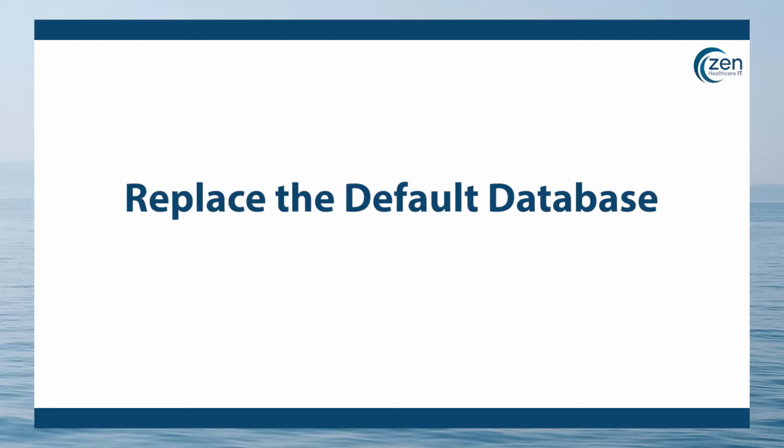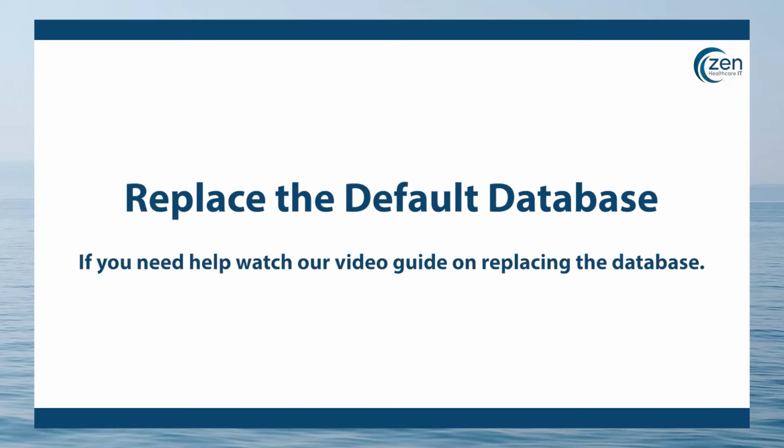Number 1, replace the database. For production systems, you absolutely should replace the database that comes installed by default in Mirth Connect. If you plan to use Mirth Connect to build a production environment that can scale and is performant, replacing the database is the first thing that you should do. If you need help, we made an entire video tutorial on how to replace the database in Mirth Connect, so I'll put a link to that video on the screen as well as in the video description down below.